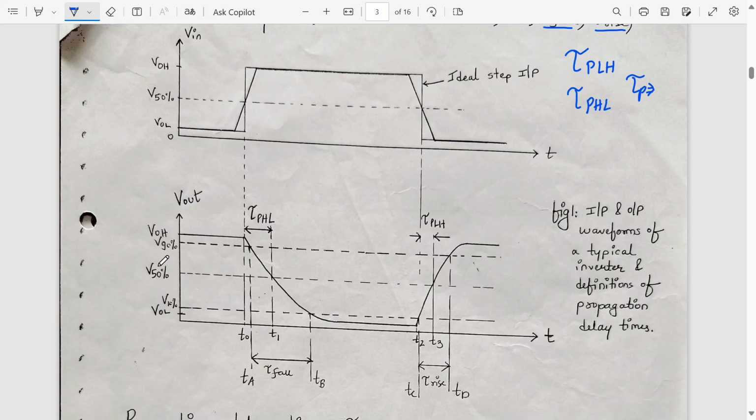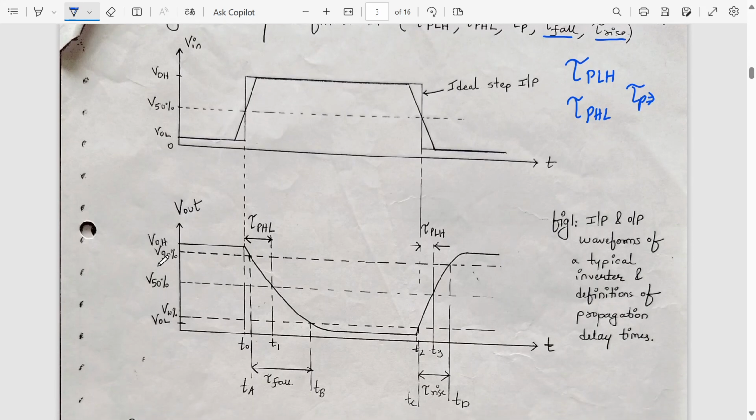So now let's go with the definition. Propagation delay times are tau p HL and tau p LH, which determine the input to output signal delay during high to low and low to high transitions respectively. So according to this waveform, what is the propagation delay given by? When the input has crossed 50%, how much time does the output take to cross 50%? That much is the propagation delay.